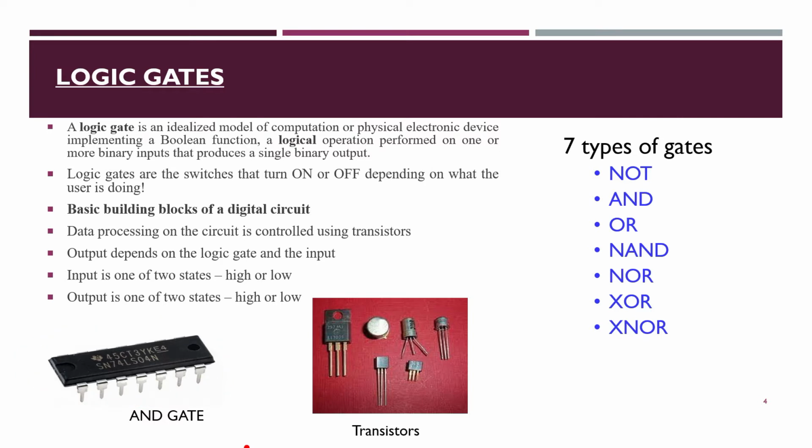is going to be the ground, and the 14th pin is going to be VCC. The pin configuration of each and every gate is different, but physically, every logic gate will look like this. We differentiate the logic gates based on the number printed on the top of the logic gate.